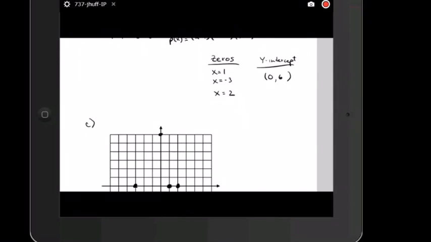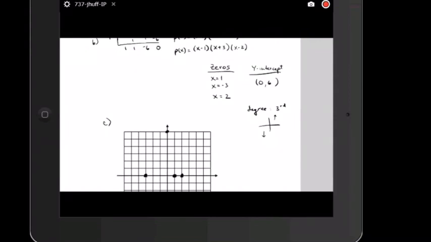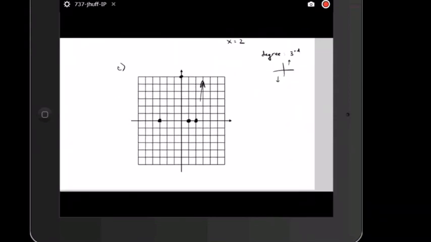And then it says end behavior. And that's determined by the degree. So it's a third degree polynomial, which means the right side is going up and the left side is going down. So that would be our end behavior there. If it was an even degree, like a fourth degree or a sixth degree, then the end behaviors are going the same direction, both to infinity or both to negative infinity.